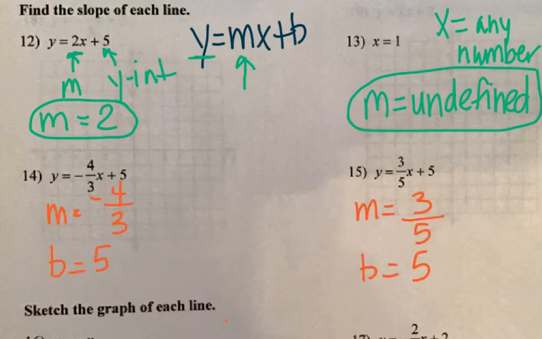Okay, so here are your answers for 14 and 15. Notice when you're finding your slope, you need to use the sign as well. So since it's negative 4/3 x, your slope is negative 4/3. Your y-intercept is 5, and it's positive, so it's just going to be positive 5 or 5. Now let's look at 15. So our slope is 3/5. It's whatever is beside x. And then our y-intercept here is also 5.